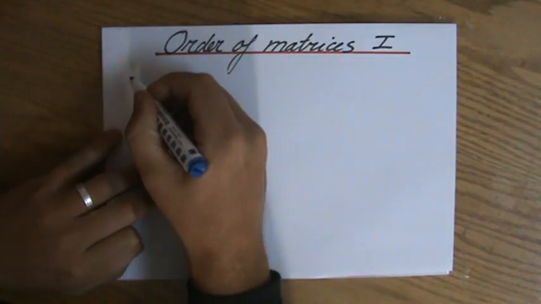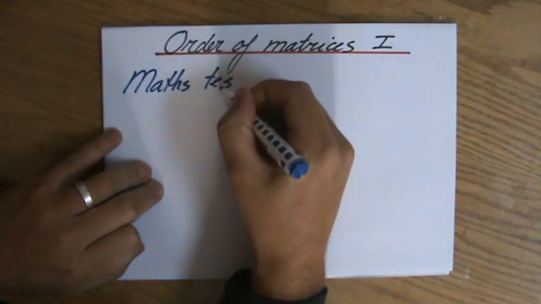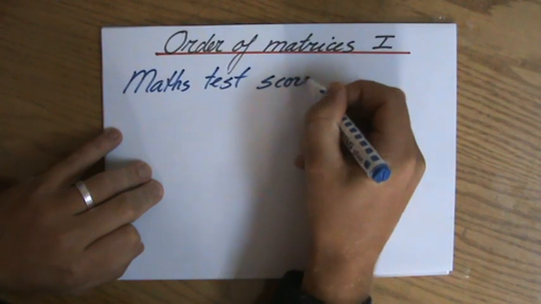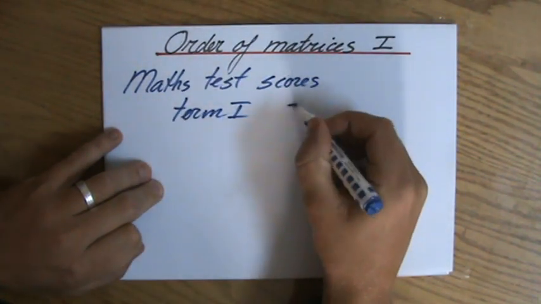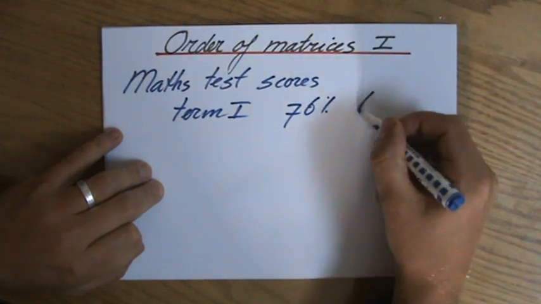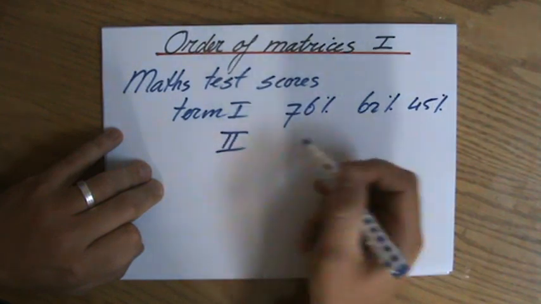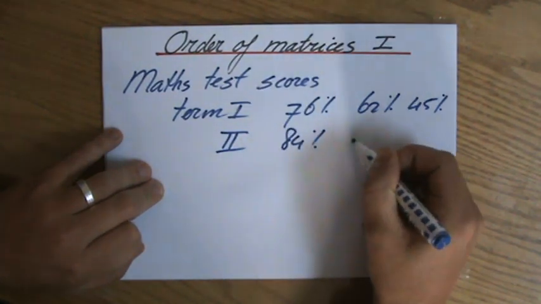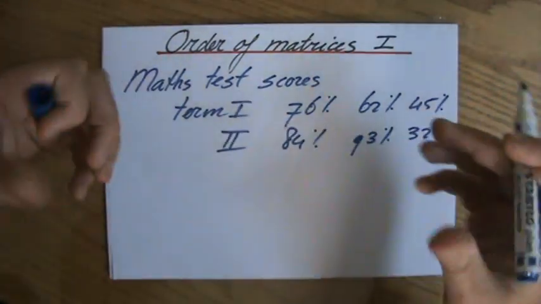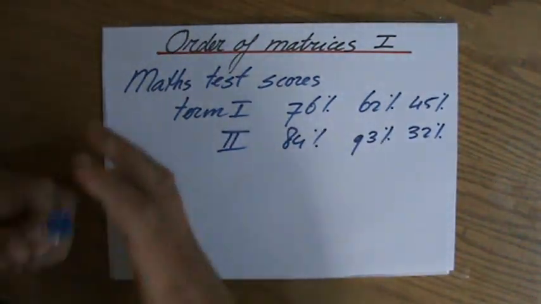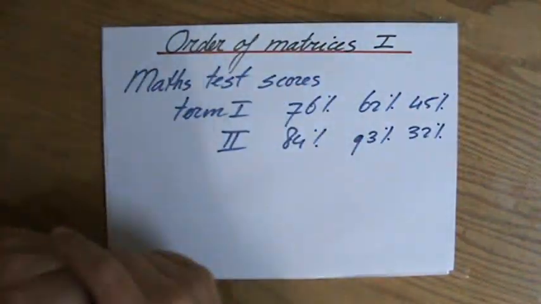So for instance, if I talk about, let's say, my maths test scores, let's say that in term 1 I got the following scores. Let's say I had a 76% score, a 62% score, and a 45% score. And then in term 2, I had 84, 93, and let's say a 32% score. So I'm just making this up now. So I have a particular amount of information. My maths test scores in terms 1 and 2.